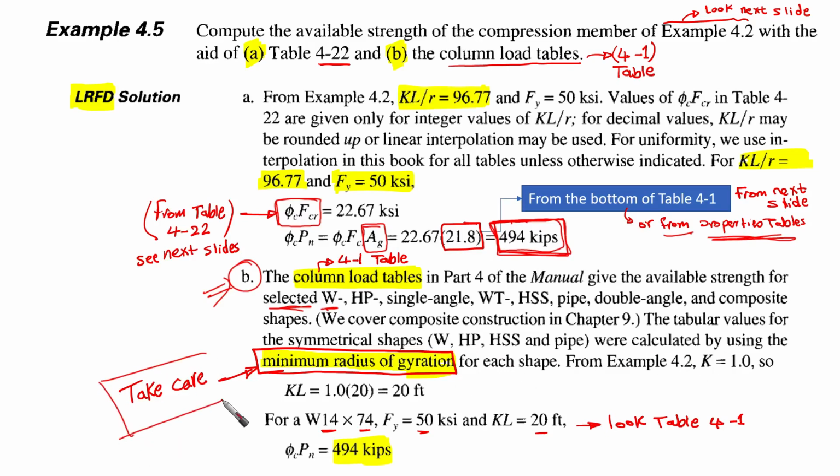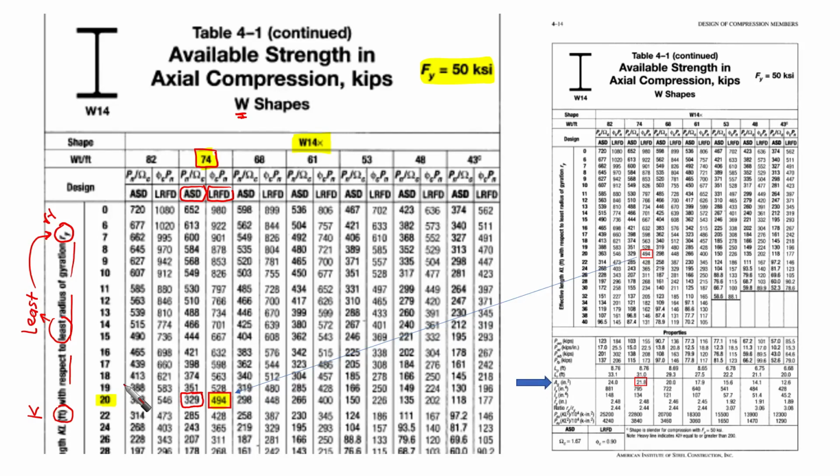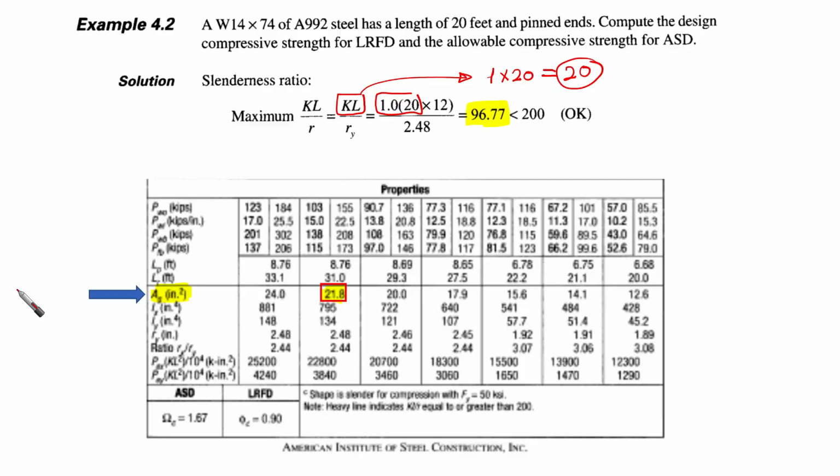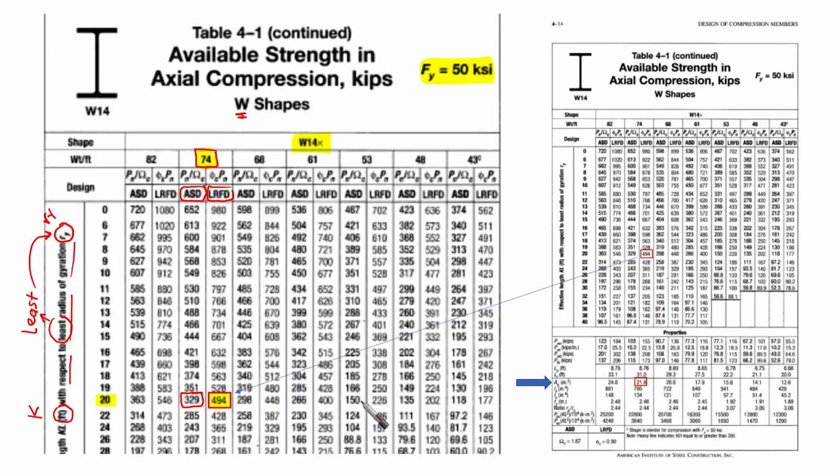Take care again, as I said. Let's go again and see. We are talking about KL with respect to the least radius of gyration. Take care, it is RY in our case. So in this case, we are going to get KL, which is 1 times 20 foot. Then we are going into the table.